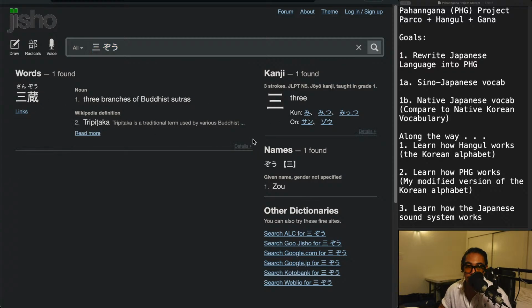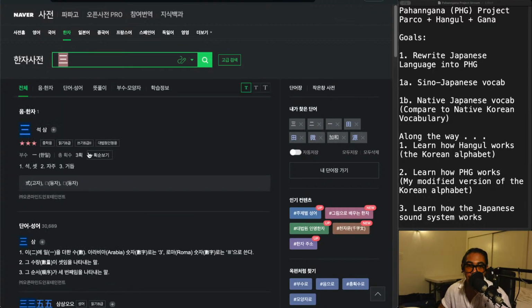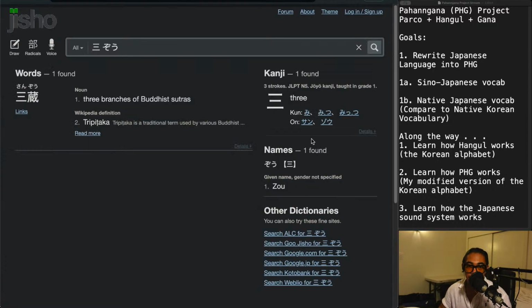Okay. That seems kind of sus. Or zo. Oh, I see, zo. Sanzo. I don't know about that. Let's see here. Sam. Yeah, zo. Given name. Oh, it's a given name. Okay. Well, I guess, for completeness, we can include it. But I am a little skeptical of that one.